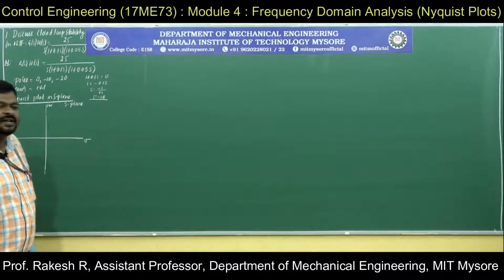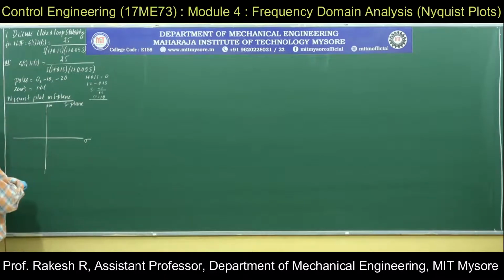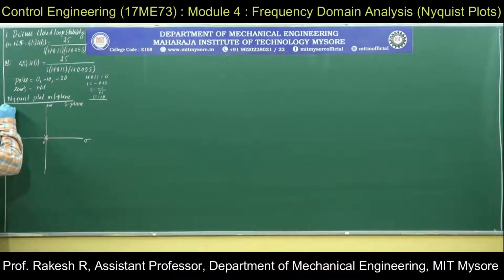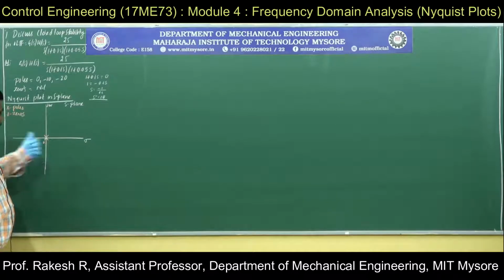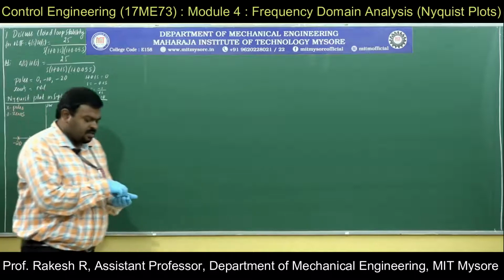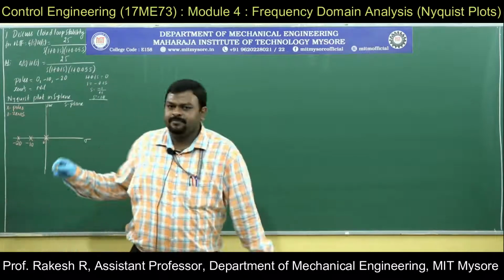First, let us locate the poles. How many poles are there? There are 3 poles. One is 0. Poles are denoted by a cross mark, and zeros are located with a circle. So the poles are at 0, minus 10 and minus 20. This is the location of the poles in the S-plane.